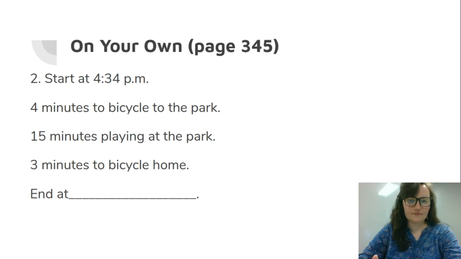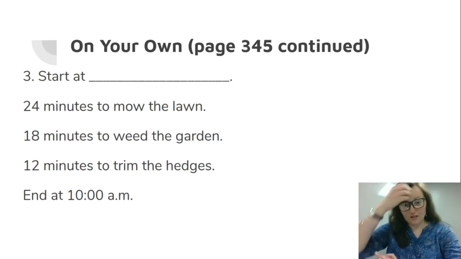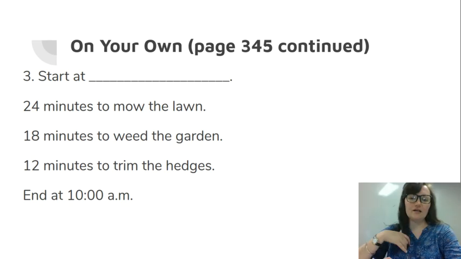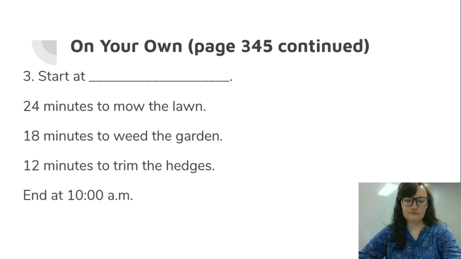All right, next one. Number 3, start at blank, 24 minutes to mow the lawn, 18 minutes to weed the garden, and 12 minutes to trim the hedges. The end time is 10 o'clock a.m. Okay, so you have to find when everything started.